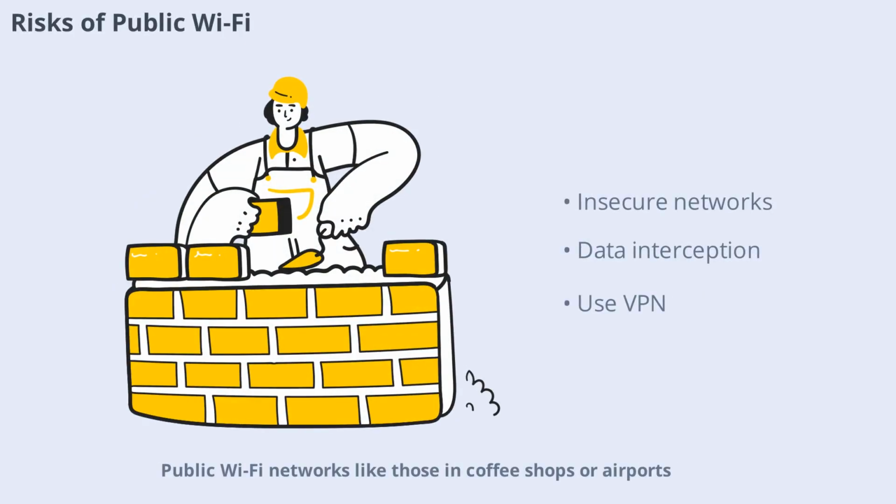Public Wi-Fi networks, like those in coffee shops or airports, are convenient but often insecure. Hackers can easily intercept data sent over these networks, putting your personal information at risk. If you must use public Wi-Fi, avoid accessing sensitive accounts and consider using a virtual private network, or VPN, for added security. Up next, let's learn more about VPNs and how they work.